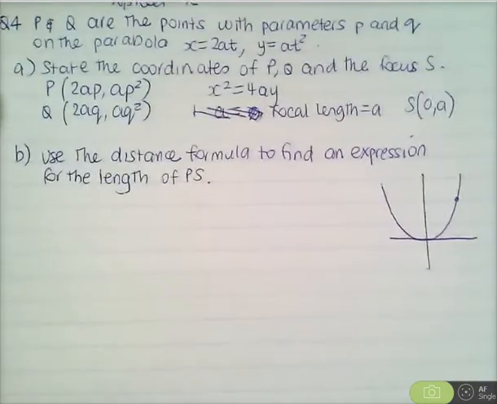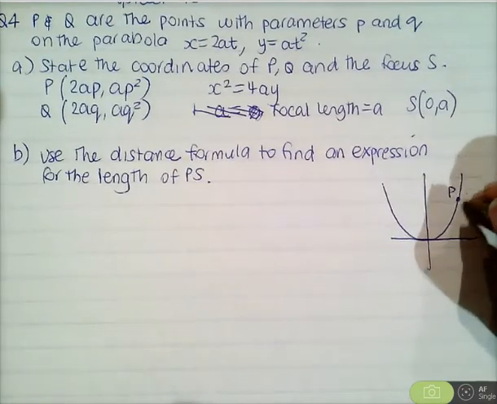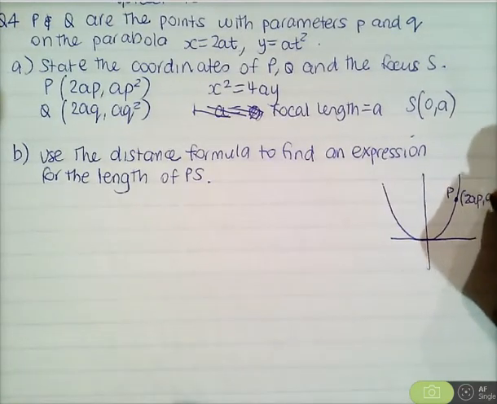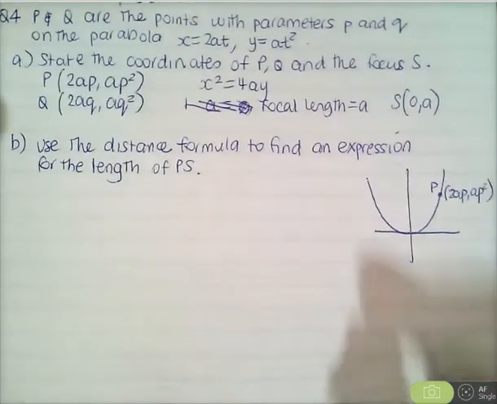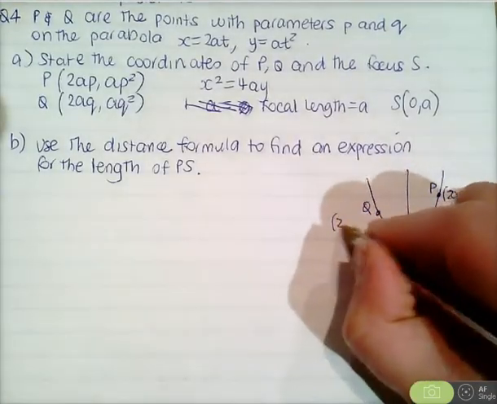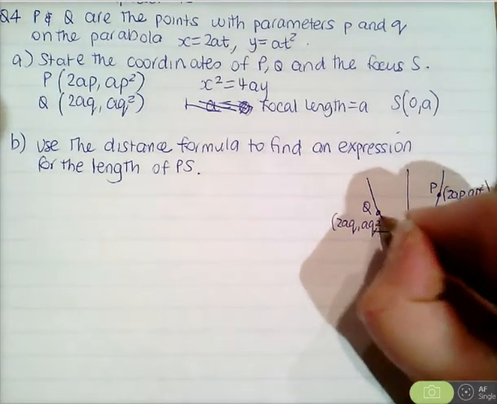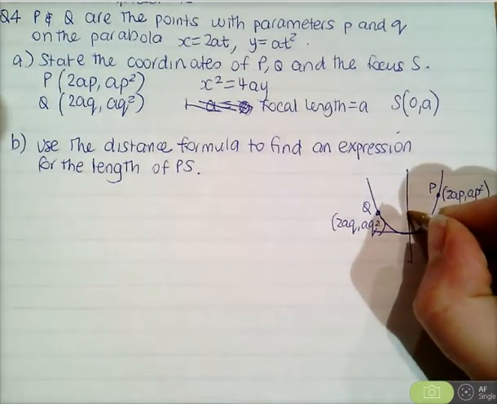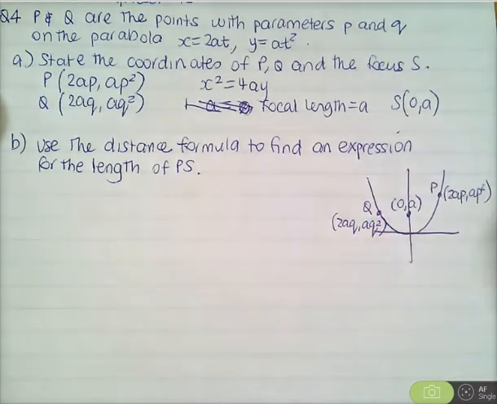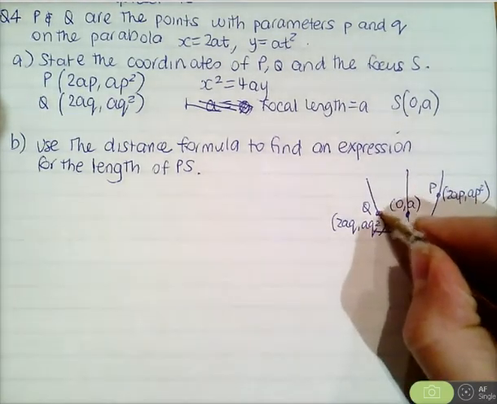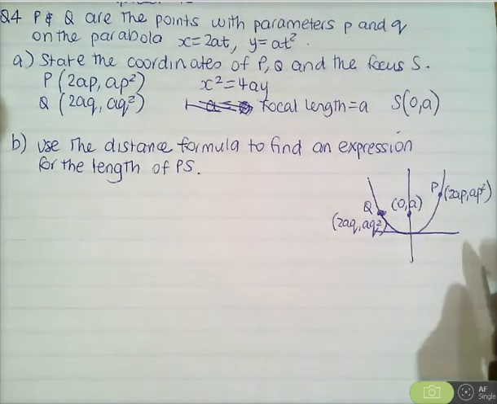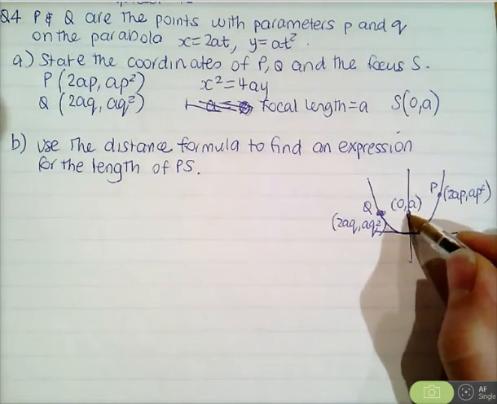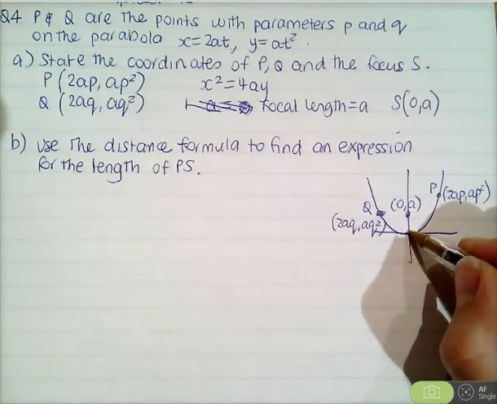Let me draw again what this all represents. So we've got the points P and Q. I'm going to put point P here, which is 2AP, AP squared, and the point Q is 2AQ, AQ squared, and we know that the coordinates of the focus are 0, a. Remember these are points that move along depending on the value of t, so I don't know exactly where the focus is, but it's definitely a units up from the vertex.